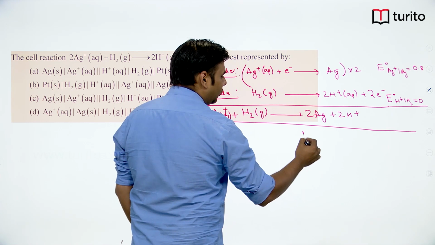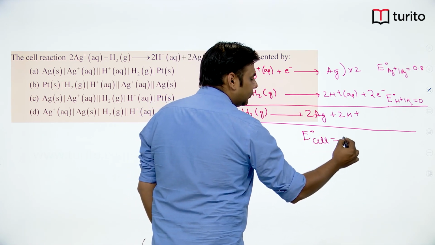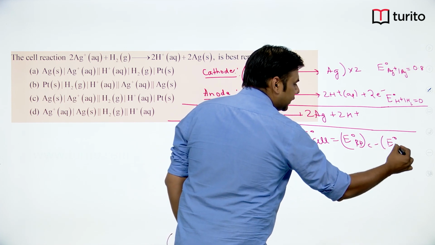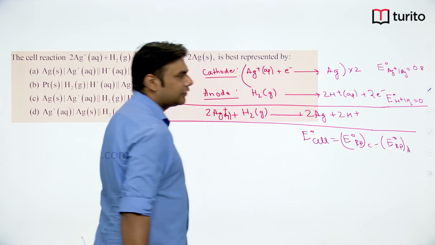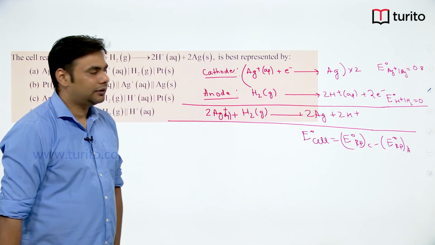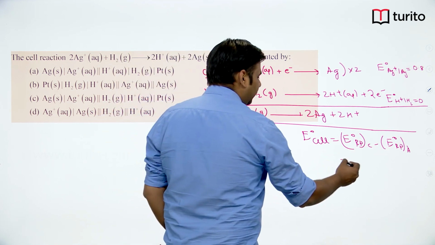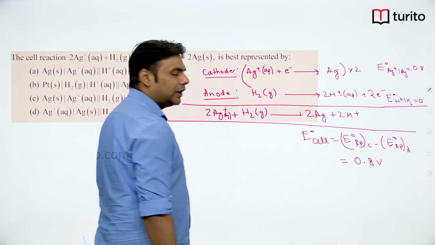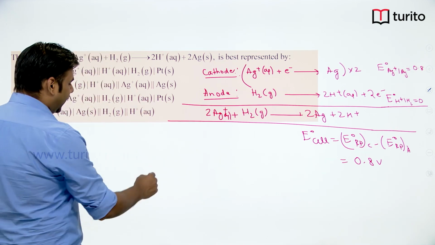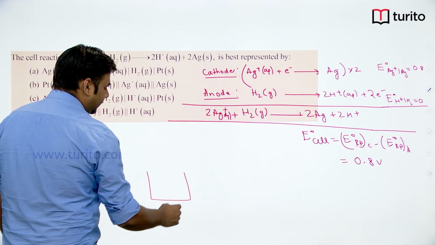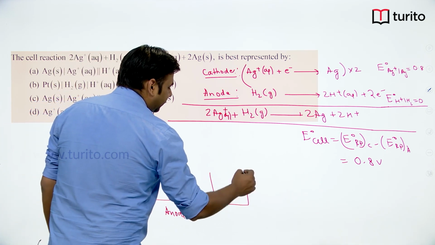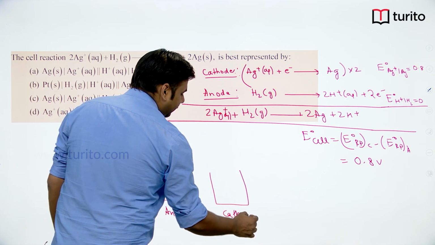So if I want to write the overall EMF of this cell, this would be reduction potential of cathode minus reduction potential of anode. Now reduction potential of cathode is 0.8 and reduction potential of the anode is 0. So this would be 0.8 volt. So again this is a spontaneous cell. Now if we want to write the cell representation, we know that anode is hydrogen and H plus. So in anode the species are hydrogen and H plus, and in cathode it is silver and silver ion.